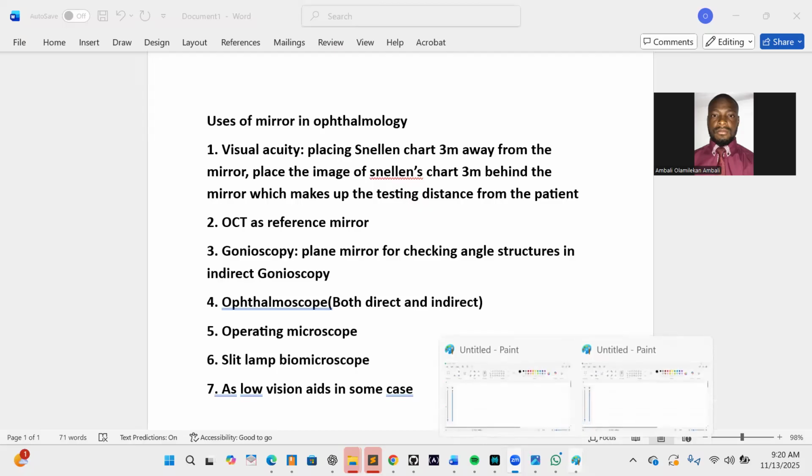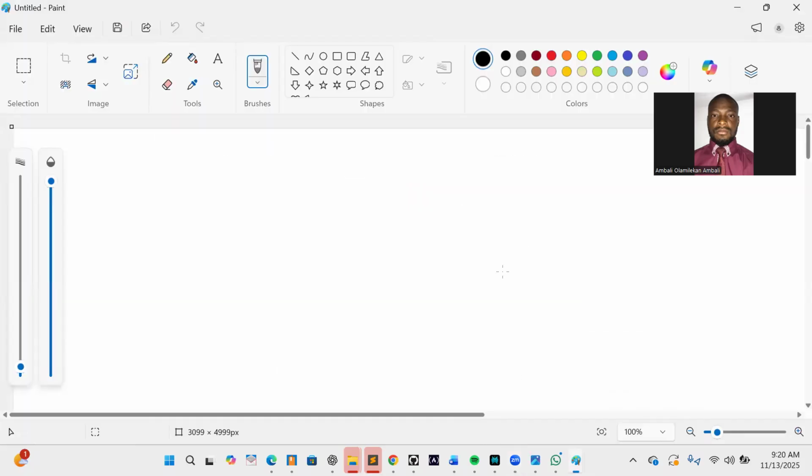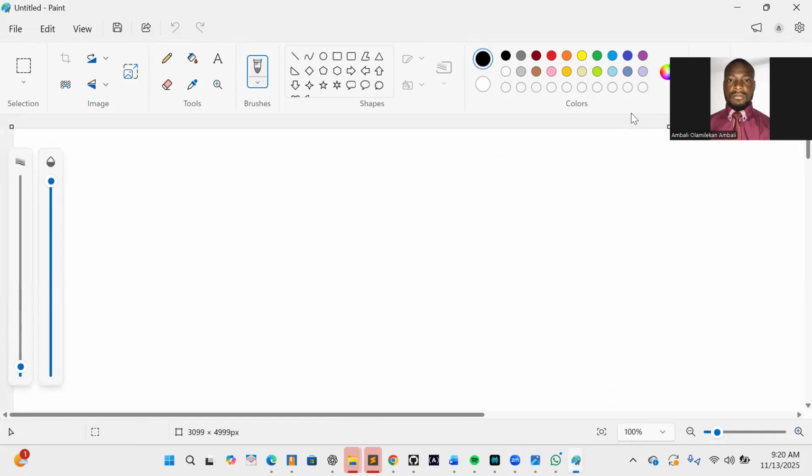Hi everyone. We will continue with the convex mirror in today's session. We will cover the image formation of the convex mirror, and I will also talk about the uses of mirrors in ophthalmology. So let's get started.